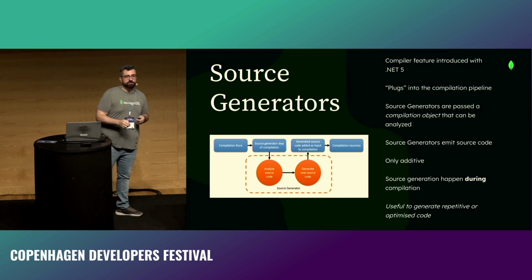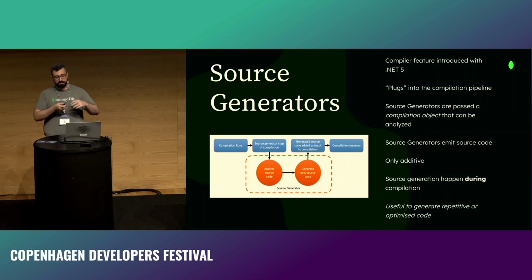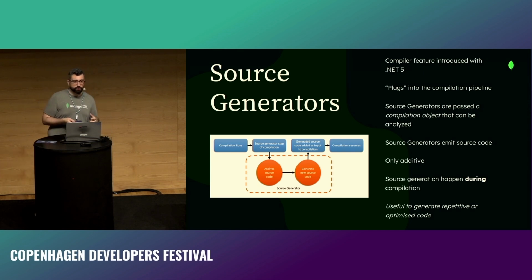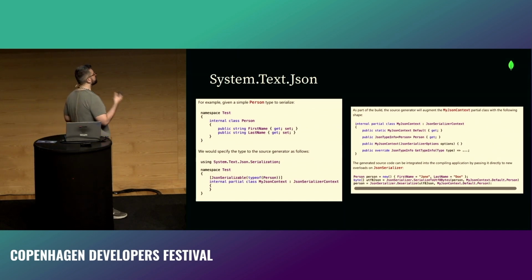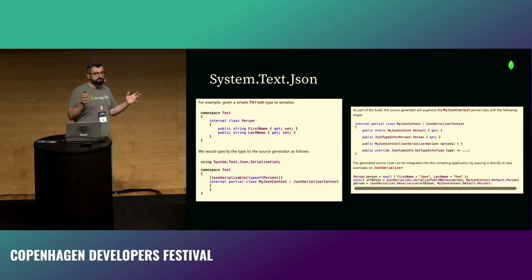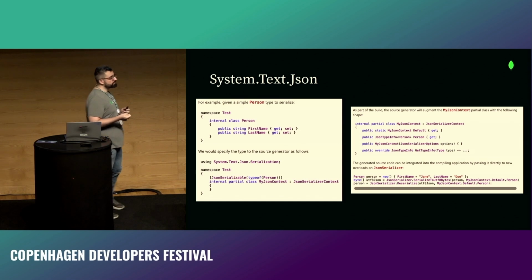Why are they useful? They're useful for the same reason why weavers are useful. They're very useful to generate repetitive or optimized code. For example, System.Text.Json, that is probably the, let's say, default library for serializing and deserializing JSON, started using a source generator in .NET 6, I think.